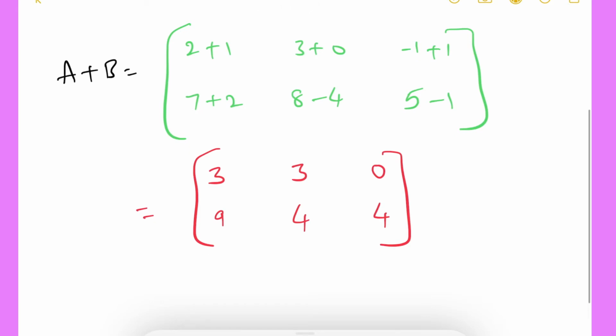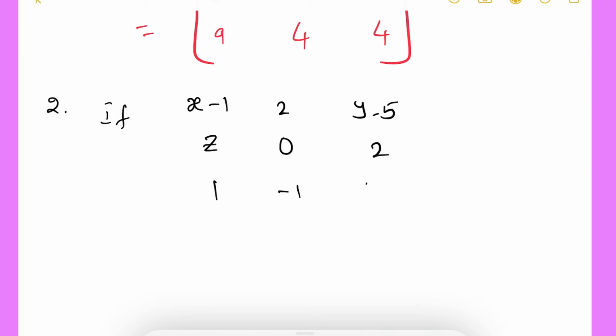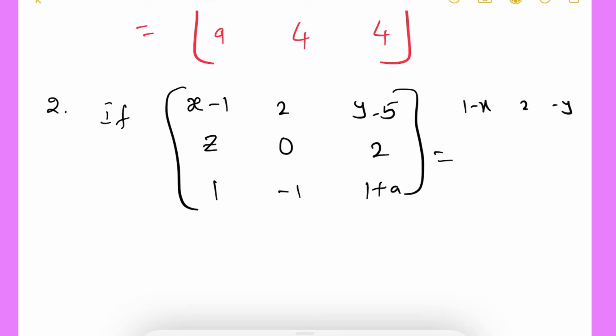Next, second problem. If the matrix x minus 1, 2, y minus 5, z, 0, 2, 1, minus 1, 1 plus a is equal to the matrix 1 minus x, 2, minus y, 2, 0, 2, 1, minus 1, 1, then find the values of x, y, z and a.